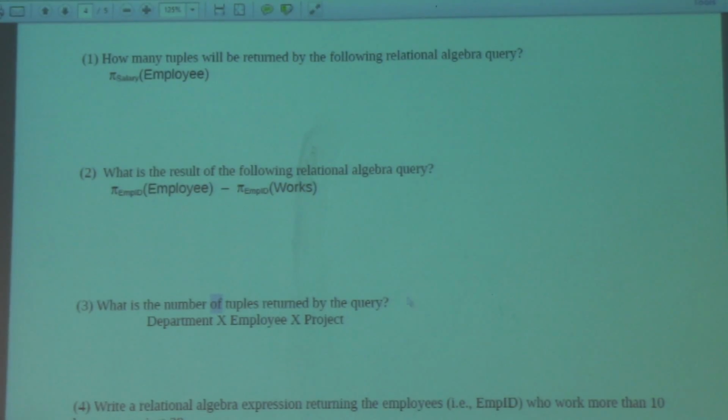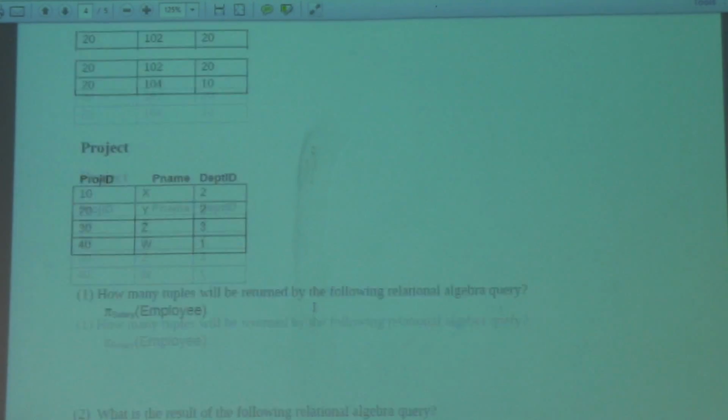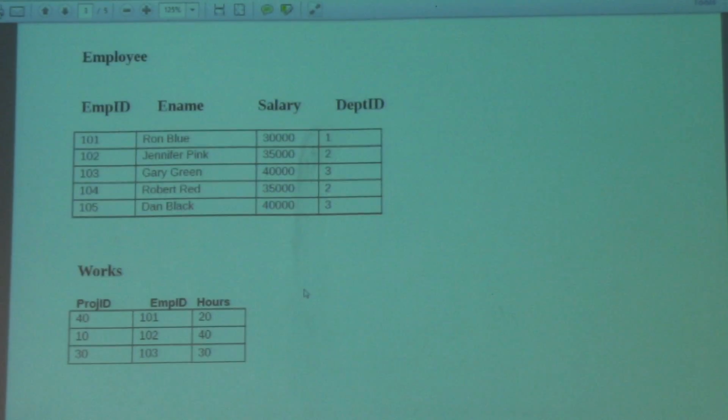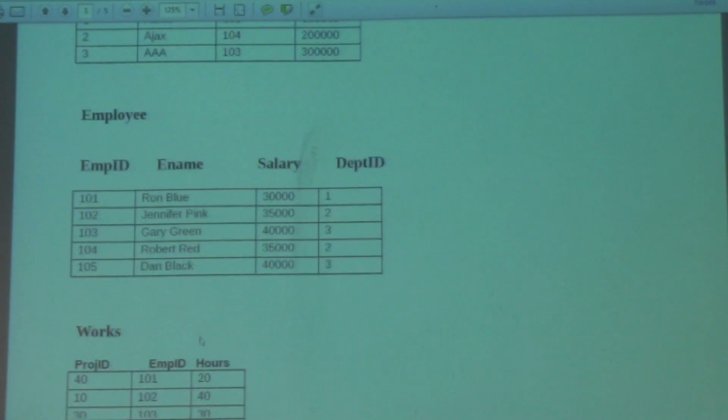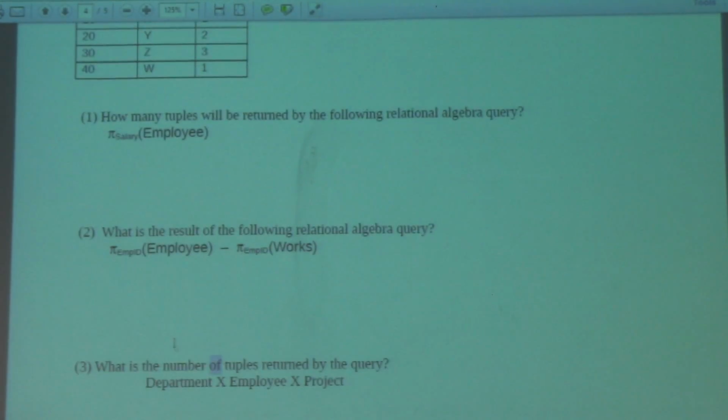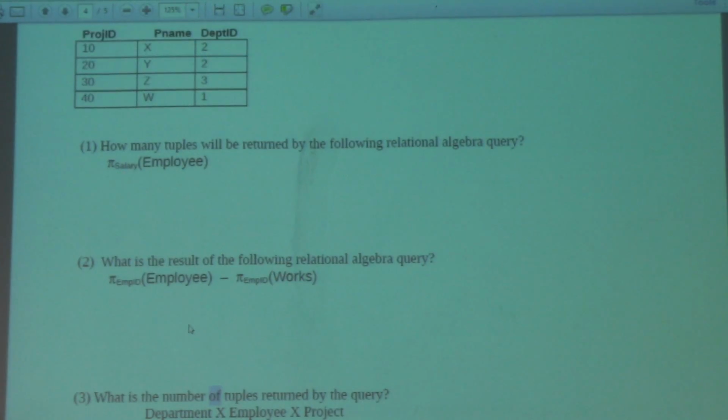So what is the number of tuples returned by this query? Department multiplied by employee multiplied by project. Department 3, employee 5, project 4. 60.